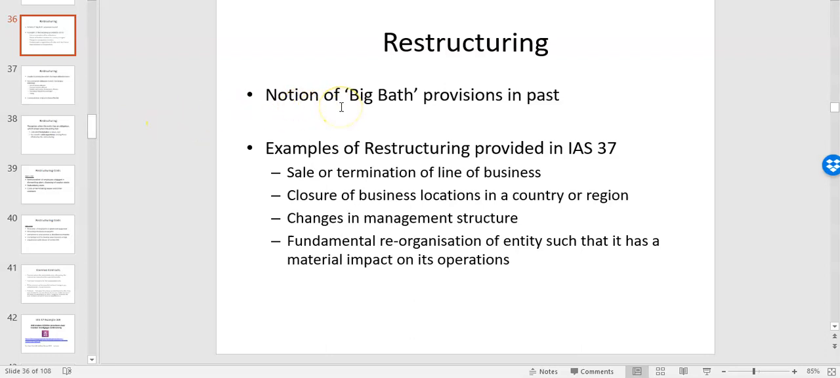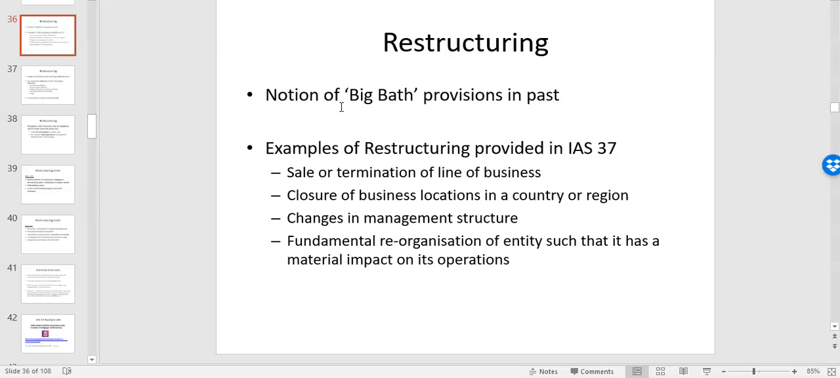provisions. What we mean by big bath is if you know there's going to be a bad year, for example COVID, you take a big bad year and you put a load of bad news into it. So then when that happens next year, and maybe it's an average year, you can reverse some of those provisions, like we know you can, and boost your profitability artificially to smooth out your profits. So they want to avoid taking big baths.